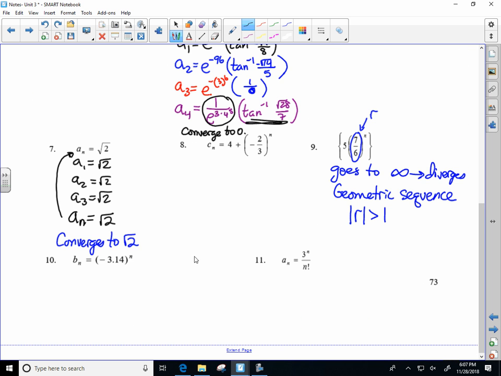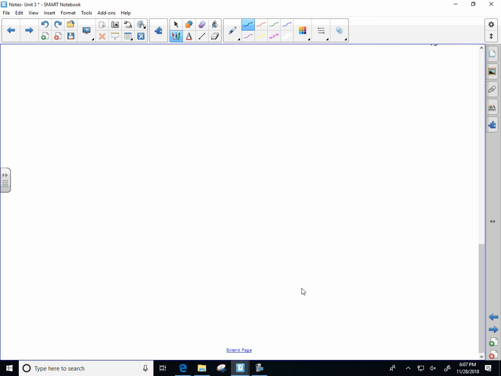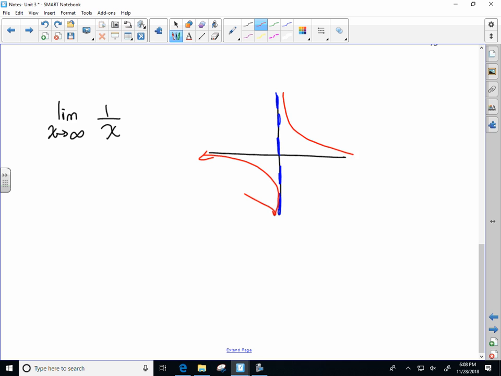Because when you're looking for convergence or divergence, we're only looking for the extreme. So if I were to create a graph of some kind of rational function, just going back to Calc 1, say you have the limit as x approaches infinity. It really doesn't matter. I'll just say 1/x to keep it simple. So we have a vertical asymptote at 0. We'd have graph existing over here, and we'd have graph existing over here.